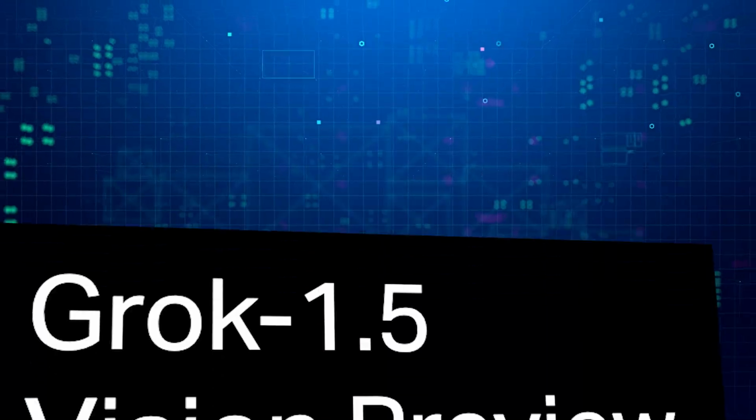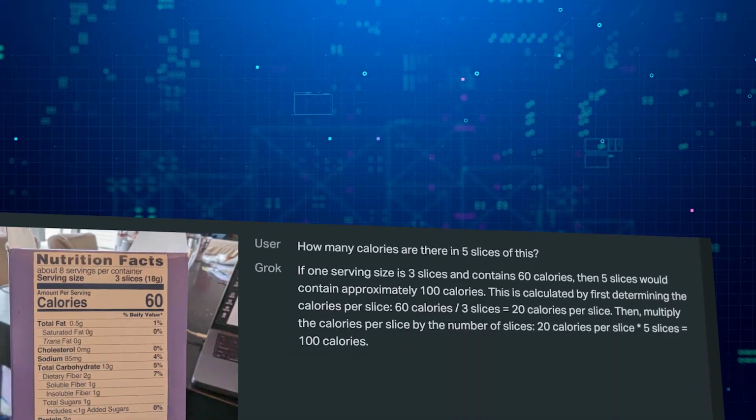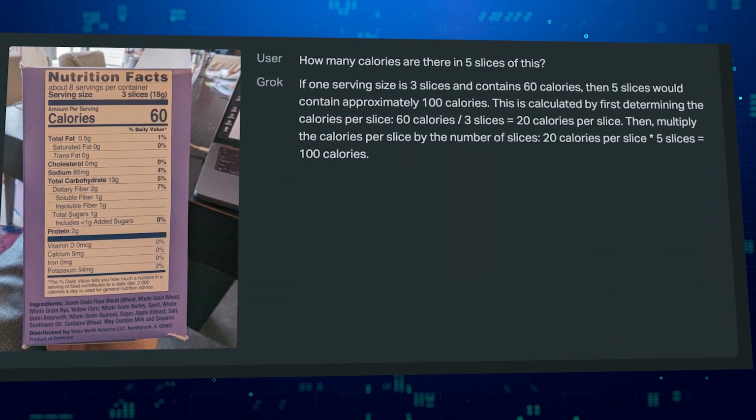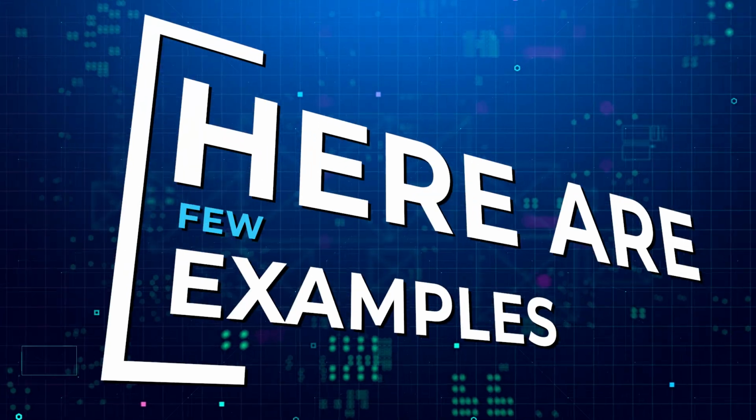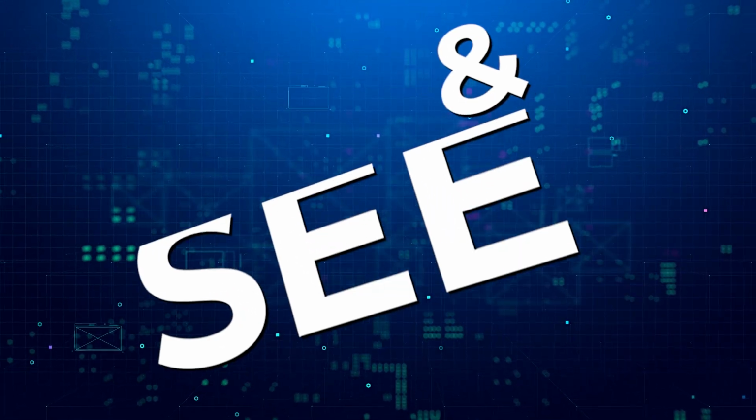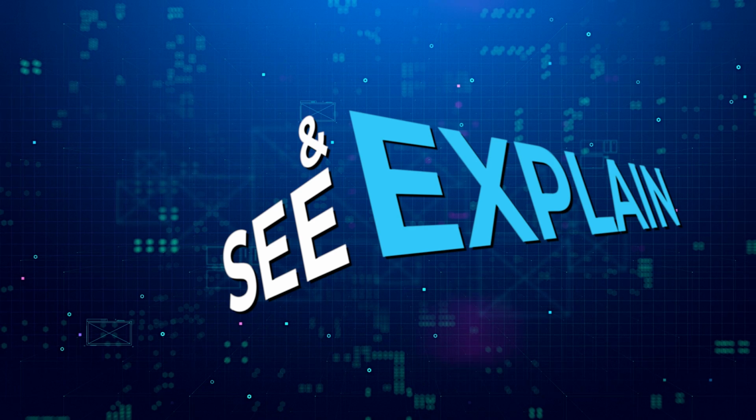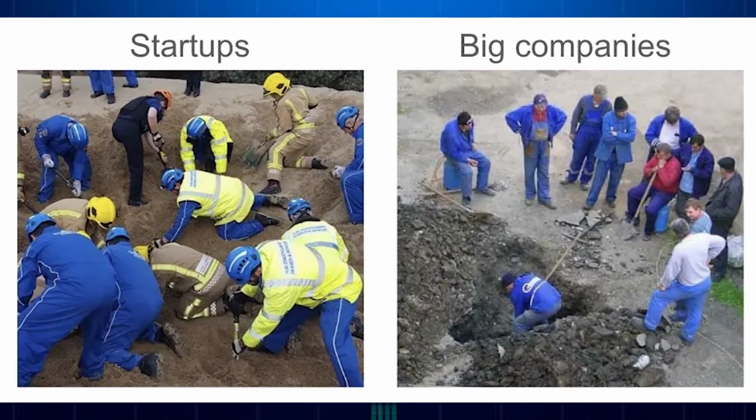and images. Think of it like a superpowered friend. You can ask Grok 1.5 questions in plain English and even show it pictures, and it can understand both. Here are a few examples. See and explain. Let's say you find a funny meme online. You can show it to Grok 1.5, and it can explain the joke to you.